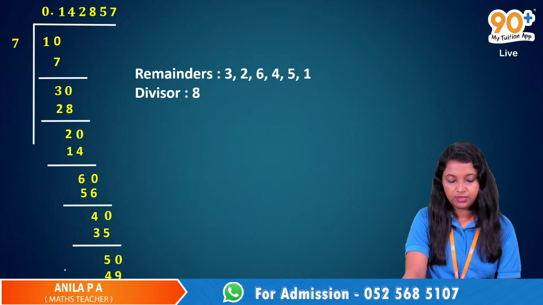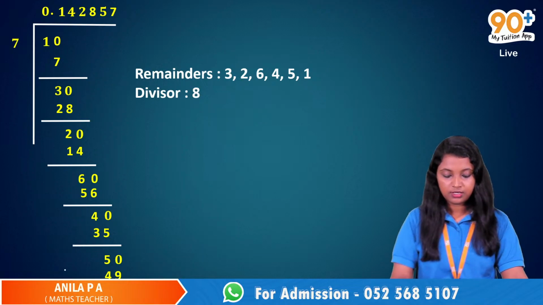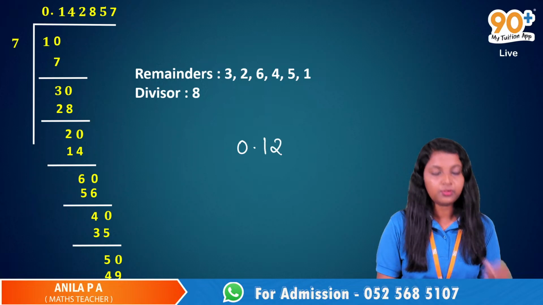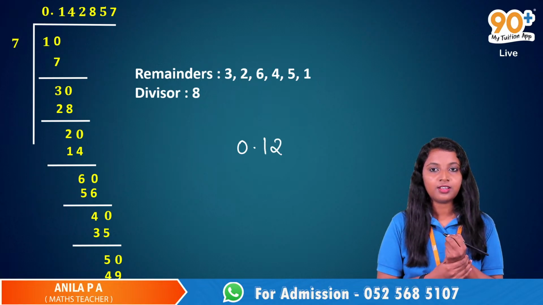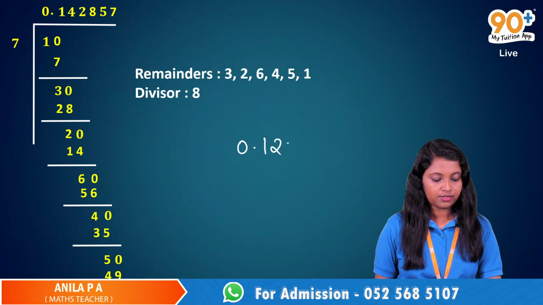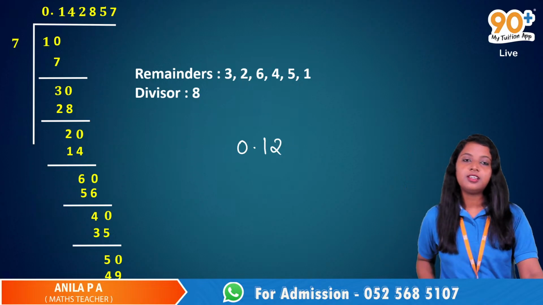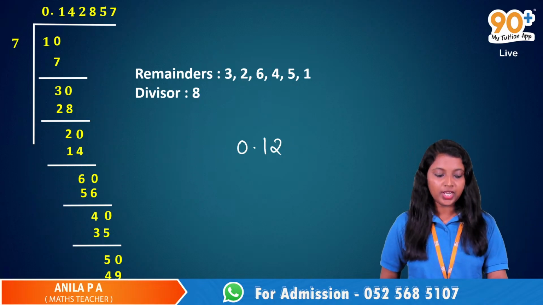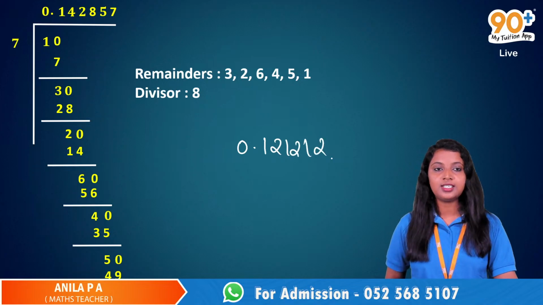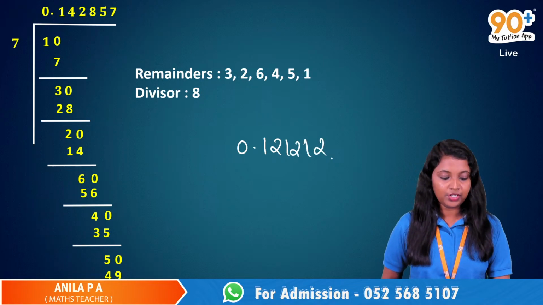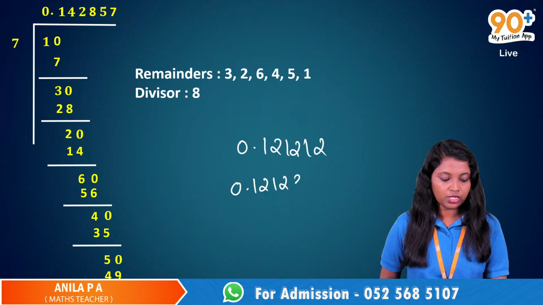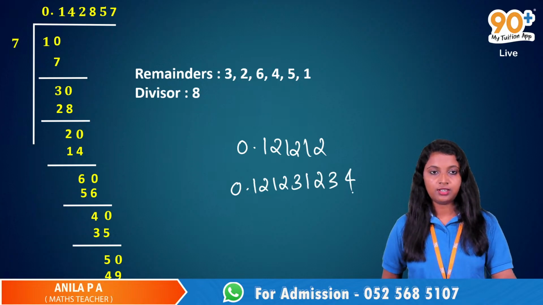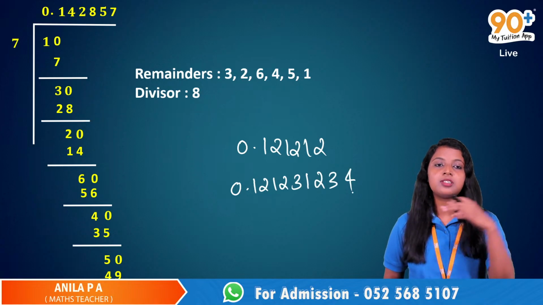Can you please read 0.12? Yes, 0.12. If it goes like 1, 2, 3, 1, 2, 3, 4, 1, 2, 3, 4, 5, 6, that is non-recurring. If it is 0.121212, that is repeating or recurring. If it is 0.12, 1, 2, 3, 1, 2, 3, 4, that is non-recurring. The same block of digits must repeat.